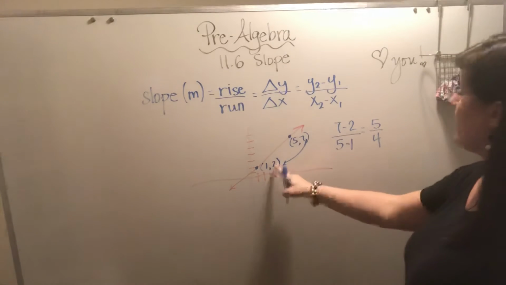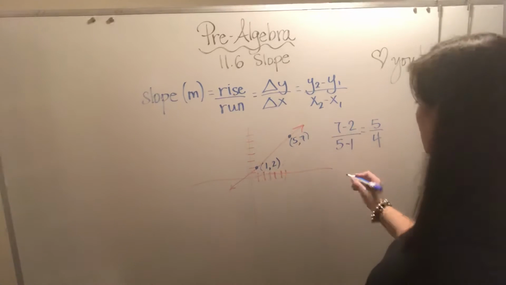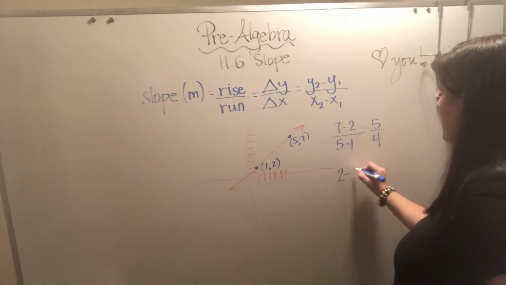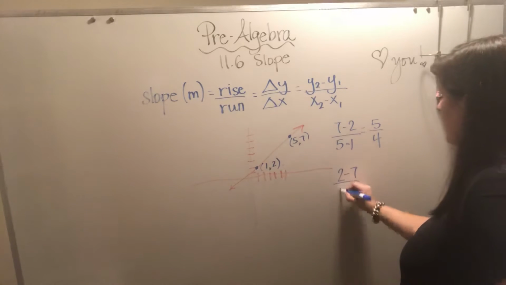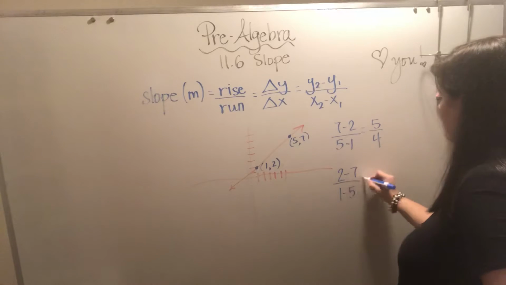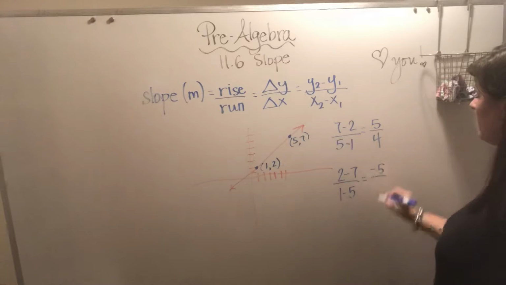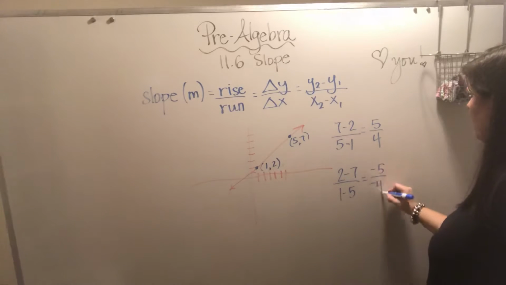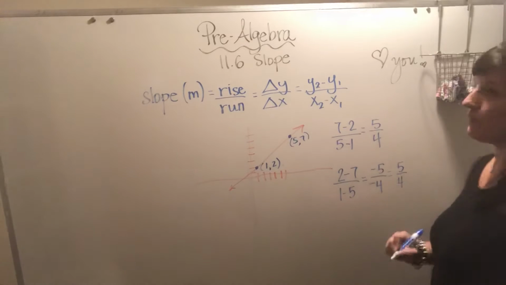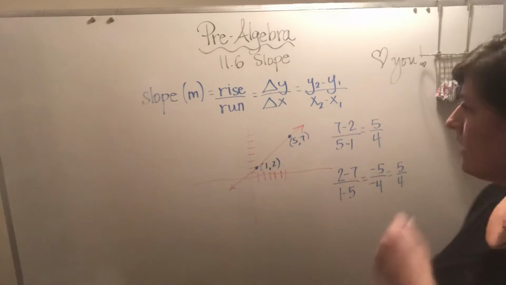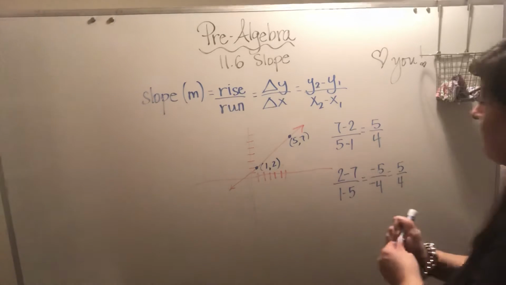Now let's say, well, what if I call this y2 and this y1? Okay, 2 minus 7 and 1 minus 5. 2 minus 7 is negative 5. 1 minus 5 is negative 4, and my slope is still 5/4. Okay, as long as you're consistent with your signs, it will come out the same.